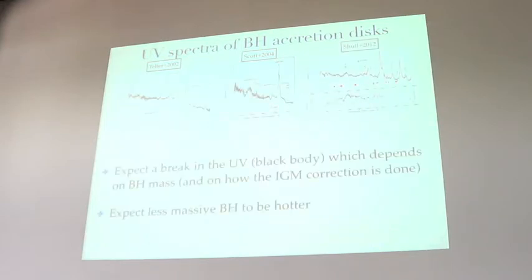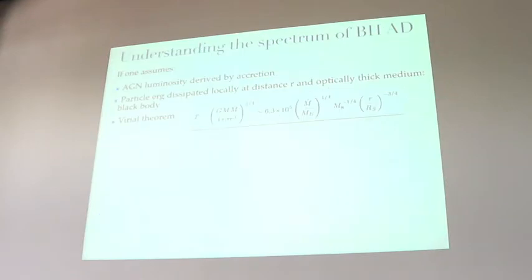So, we expect a break in the UV through a black body increment, which depends on the black hole mass, and I'm going to show you that this actually depends on how you correct for the IGM absorption. And we expect also less massive black holes to be hotter. Why do we expect this?